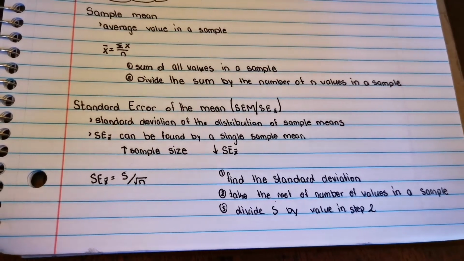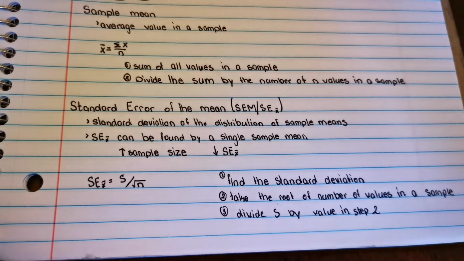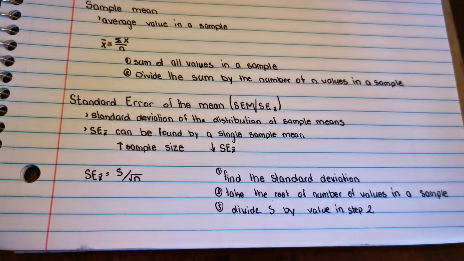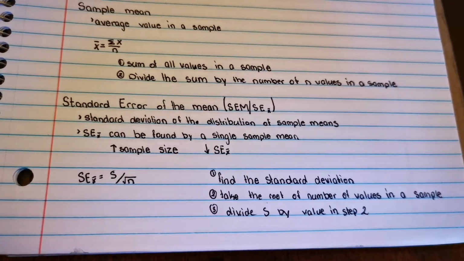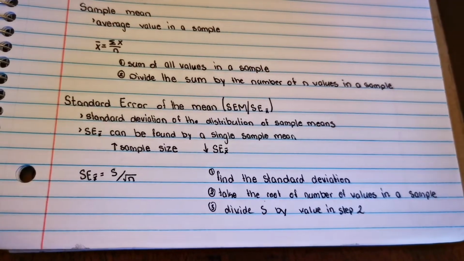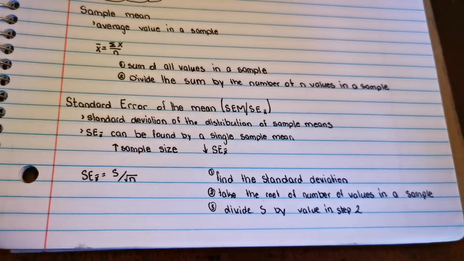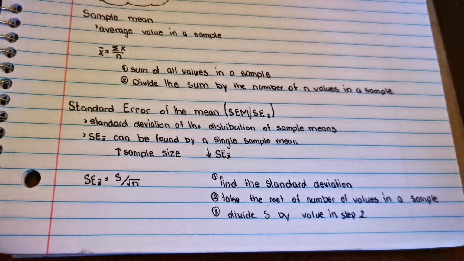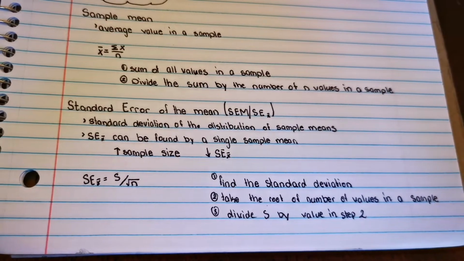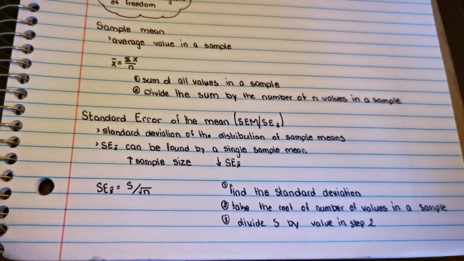So we already went over the steps to find standard deviation. So we'd go through all those steps, find standard deviation, and then take the square root of the number of values in a sample size. And then we divide the standard deviation by the value which we got in step 2. That's why, as I mentioned before, it's very important to break up these steps into different parts in your calculator rather than plugging it all in at once, because you don't know if you'll make a mistake.